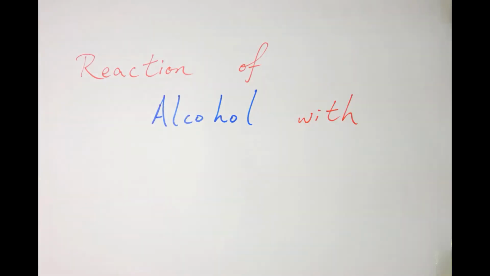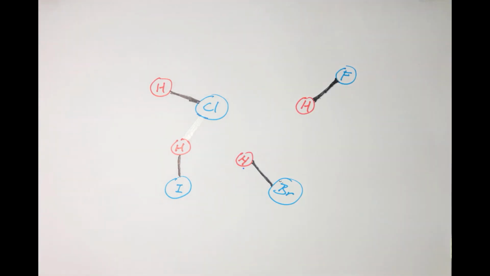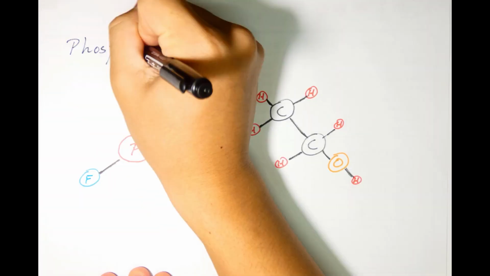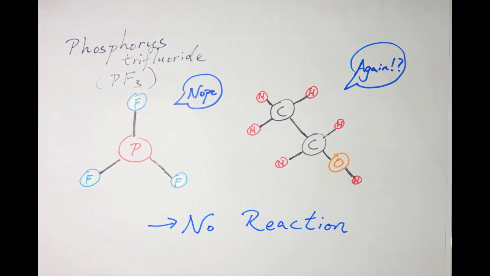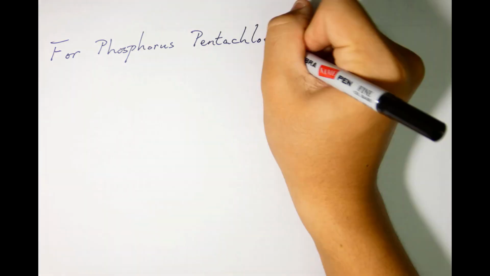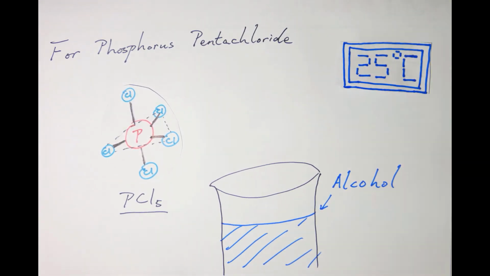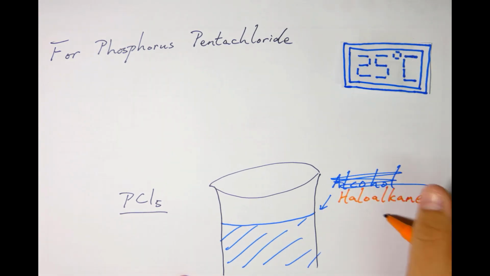Now, let's go through the reactions between alcohols and phosphorus halide. Their reactions are very similar to hydrogen halide. Once again, phosphorus trifluoride will not react with alcohols because it is stable. For phosphorus pentachloride, it will react with the alcohols once you drop it in at room temperature. The reaction will give haloalkane as one of its products.